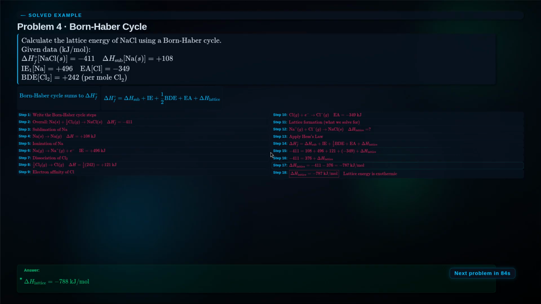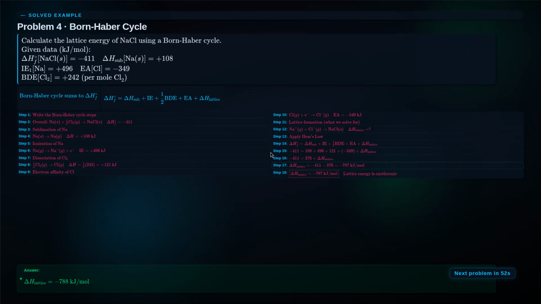Step 1. Sublimation of sodium metal. Na solid to Na gas, plus 108. Step 2. Ionization of sodium gas. Na gas to Na plus ion plus electron, plus 496. Step 3. Dissociation of half a mole of Cl2 gas to Cl atoms, plus 121. Step 4. Electron affinity of chlorine. Cl gas plus electron gives Cl minus ion, negative 349.